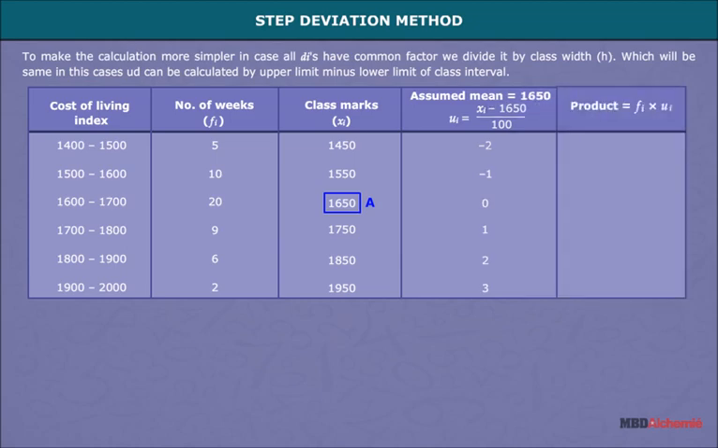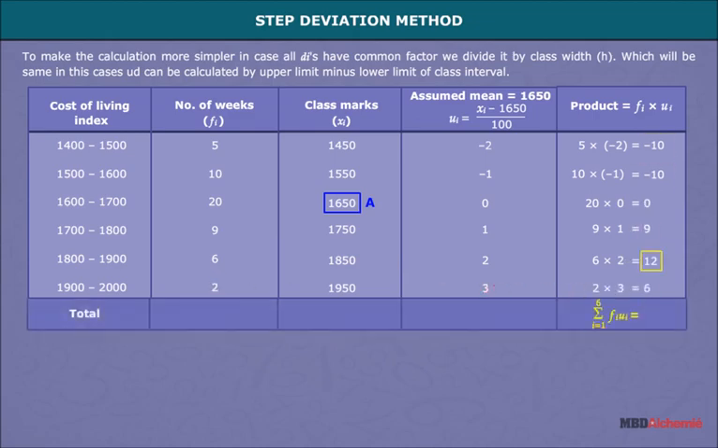Now make another column and calculate the product of fi ui for each class interval. As shown here, fi of the first interval, that is 5, is multiplied by its ui, that is minus 2, and we get minus 10. Similarly, we find this value for other intervals and find sigma fi ui, which is 7 here, and also find sigma fi, which is 52.